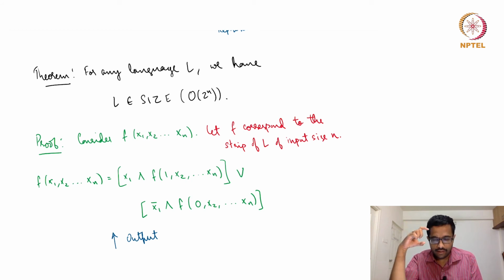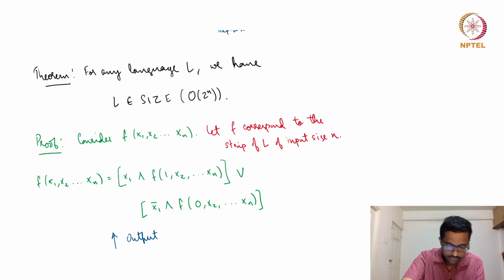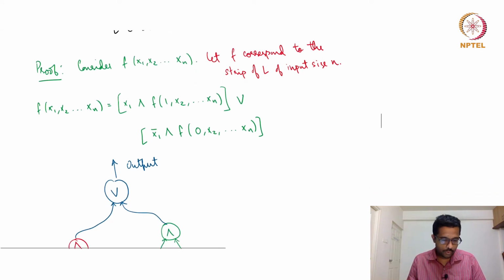So f will be 1 exactly on those inputs which are in L and of length n. So f is a function on n bits. Now all we will do is show that f has an order 2 power n sized circuit representation, and that is enough, right?